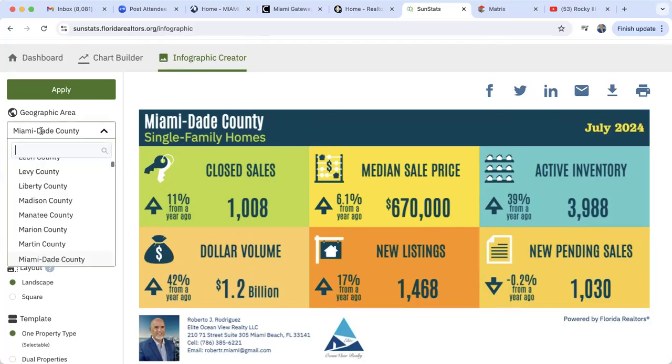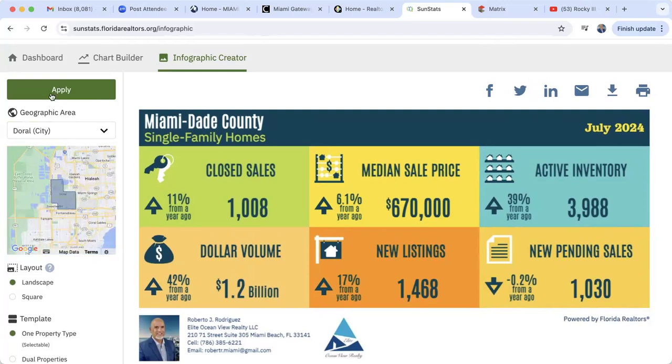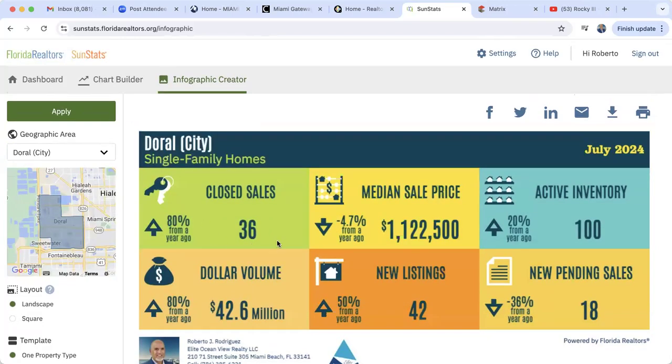Let's say you don't want to do Miami-Dade County. Let's say you want to do the city of Doral. All right, city of Doral, click on apply. Now you've got your numbers for the city of Doral. Okay. So many different ways for you guys to run statistic reports that will help you with your content and your marketing. Any questions on SunStats, guys?